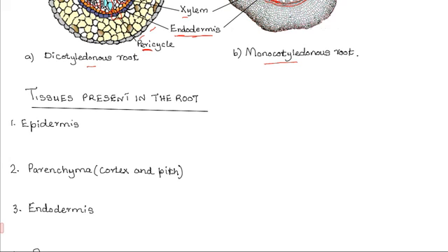Now, as mentioned earlier, the epidermis is the outermost layer of cells, the outermost tissue that serves the function of protection. It protects the underlying tissues. In certain regions of the epidermis, especially just behind the tip, there are specialized epidermal cells known as the root hair cells. Root hair cells have an extension known as the root hair.